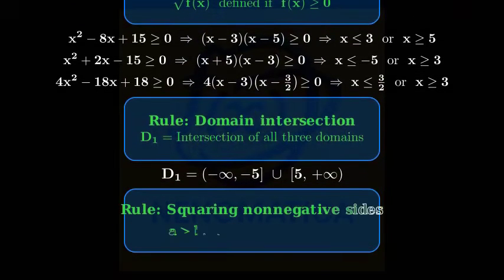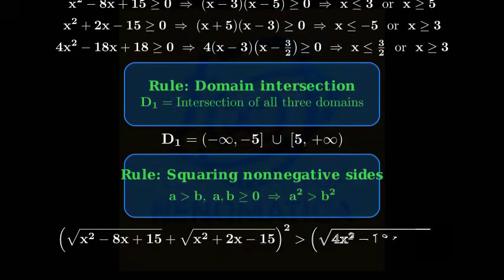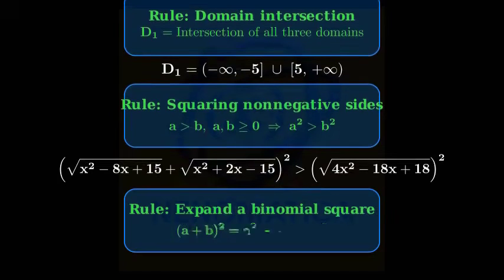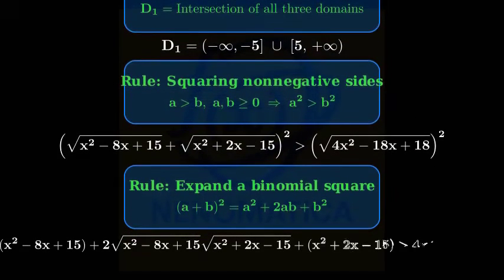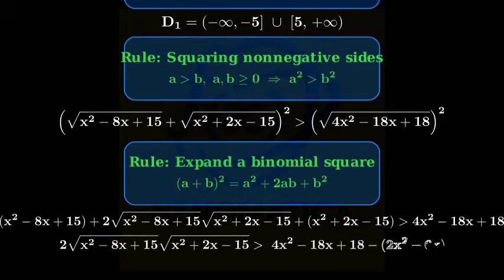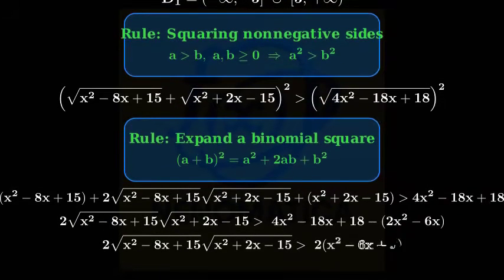Step 2. Square both sides. Because all 3 radicals are non-negative on the domain, squaring preserves the inequality direction. A greater than b implies a squared greater than b squared. If a and b are non-negative, we square both sides and expand the left using the binomial pattern. Now we combine like terms and move them to the right to isolate the mixed radical term.